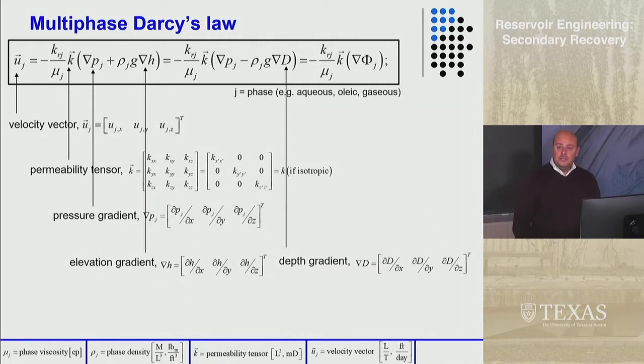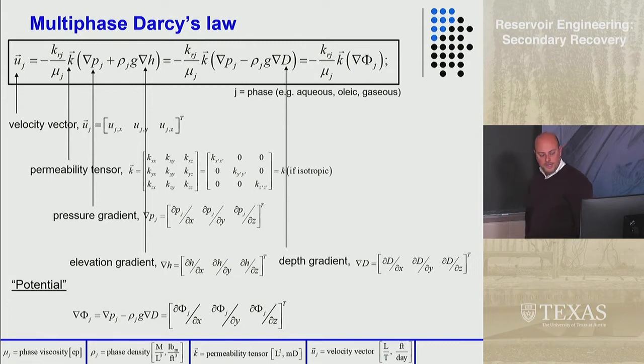D is the depth. It's the opposite of elevation. So D increases as you go deeper. So as we go down into a reservoir, I say that the elevation is negative 5,000 feet, but the depth is positive 5,000 feet. I like to use depth. And because of that sign difference, we have a negative here rather than a positive. Otherwise, these two equations are the same.